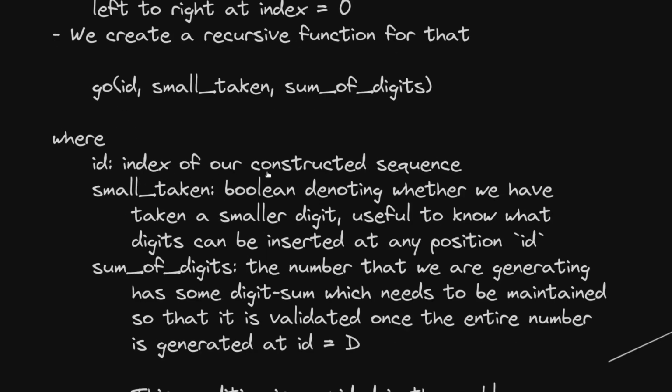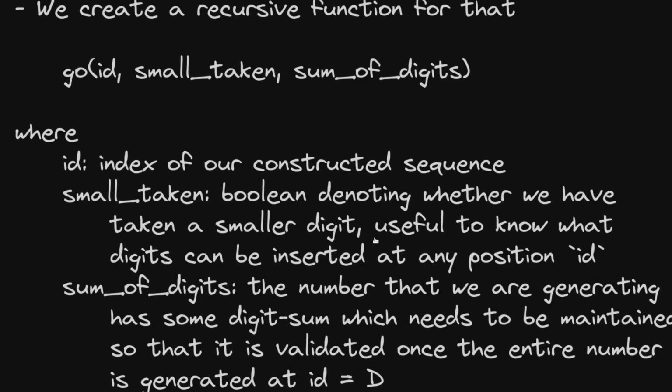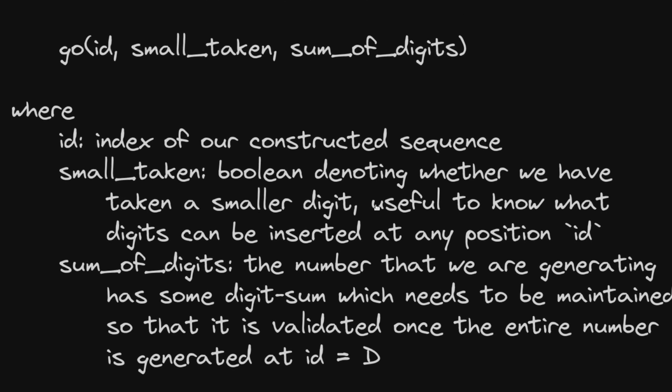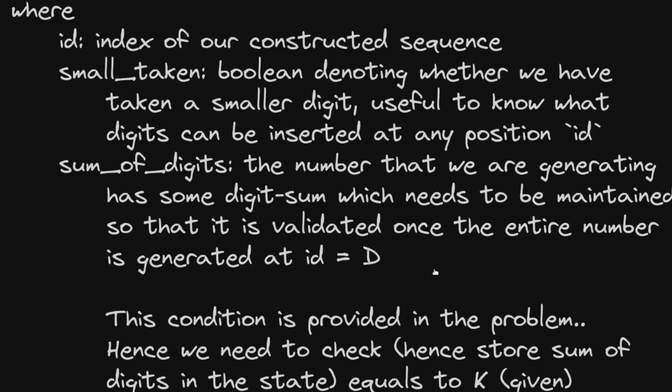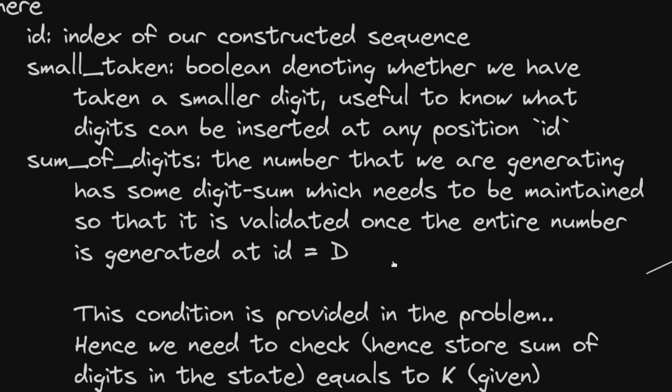id denotes the index of the constructed sequence, small taken is a boolean denoting whether we have taken a smaller digit, useful to know what digits can be inserted at any position id, which is a particular state of this recursive function. Next, sum of digits, as I told earlier, the number that we are generating has some digit sum which needs to be maintained so that it is validated once the entire number is generated, which is at index id equals to d.